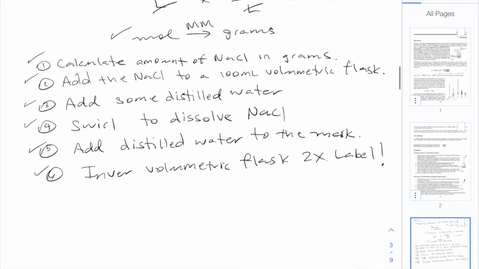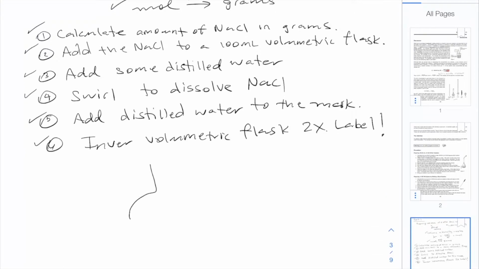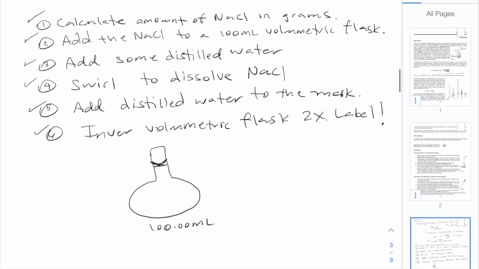So the volumetric flask has a mark there. And we want to make sure that if it's a 100 milliliter volumetric flask, we want to make sure the meniscus is touching the mark. Okay, if you go past the mark, you cannot simply pour some of it out to fix it. You're going to have to start all over. Okay, so I'm going to show you how to do this in the video.